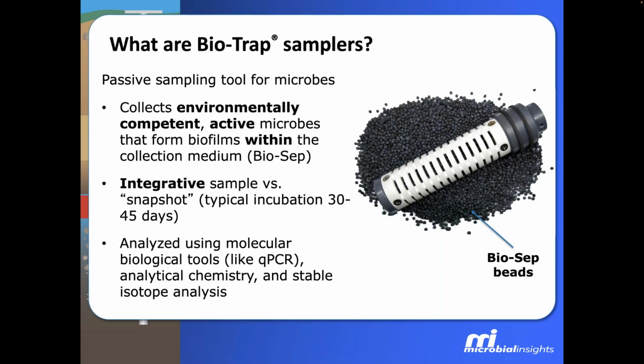Now, as Dora said, I know that some of you out there are familiar with biotraps and some are not. So I'm going to kind of begin at the beginning here and ask ourselves, what is a biotrap sampler? A biotrap sampler is a passive sampling tool for microorganisms, but it's really more than that, because the important thing about a biotrap is what it collects. As indicated here, a biotrap collects environmentally competent active microorganisms in the environment that you're sampling.